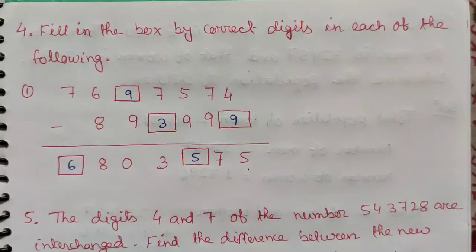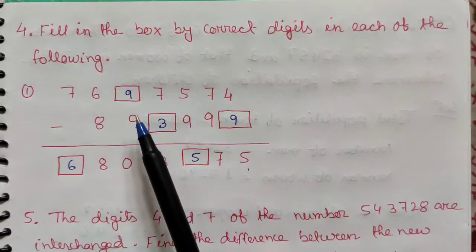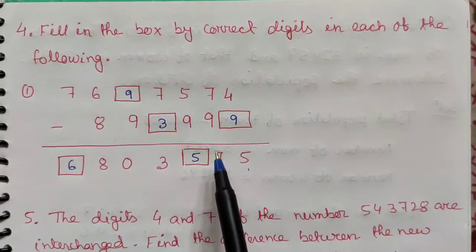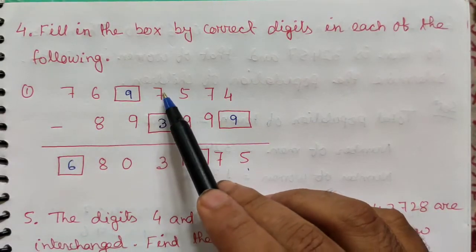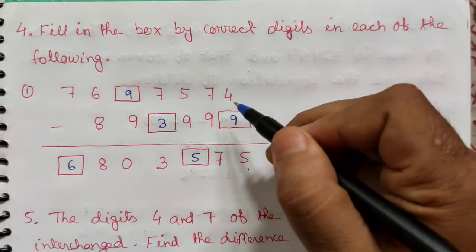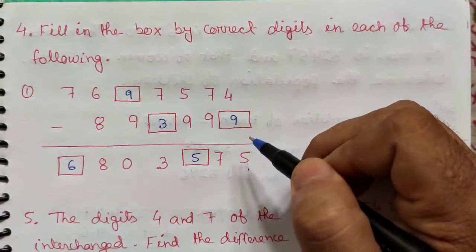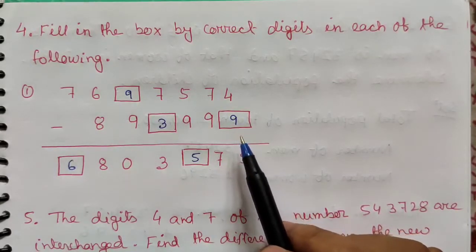And please look at this question very carefully, okay? Here the question is: fill in the box by correct digits in each of the following. That means we have to fill the boxes which are marked with blue pen, right? These are the boxes. So here the first number is 4 and the result is 5. We have to subtract and with this help fill the box. Is it possible to subtract 4 from 5? No, it is not possible.